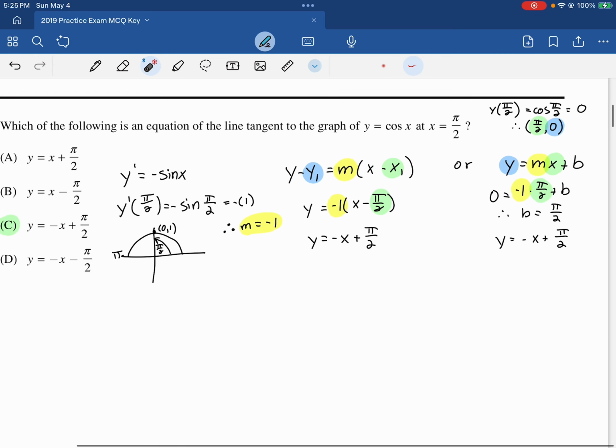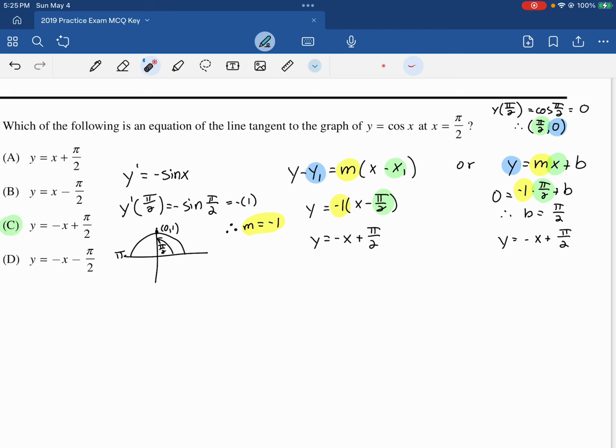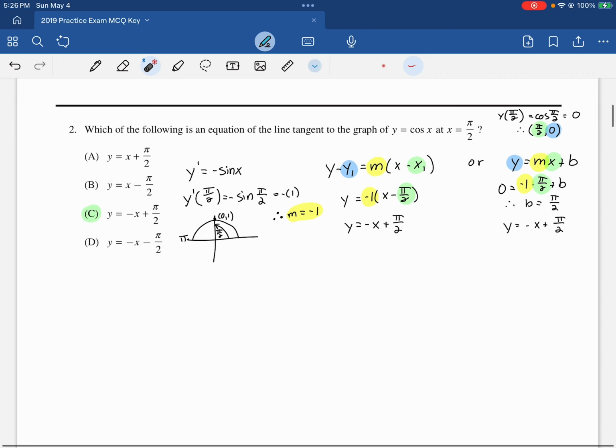So I have a slope. All I need now is a coordinate, and so I look at this equation and say, well, when x is pi over 2, what is my y coordinate? And so you just plug pi over 2 in, and the cosine of pi over 2 is 0. So the function I'm working with has the coordinate pi over 2 comma 0, and the slope of the tangent line at that coordinate is negative 1. You put all this together in point slope form or slope intercept, and you get your tangent line, choice C, layup.